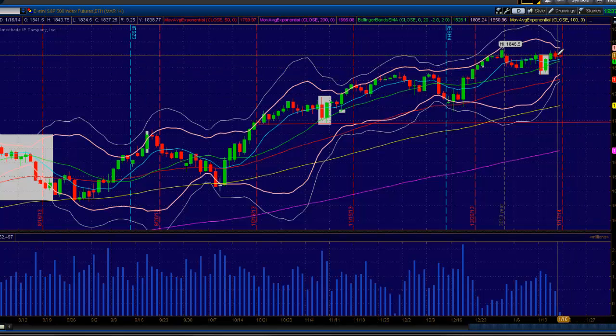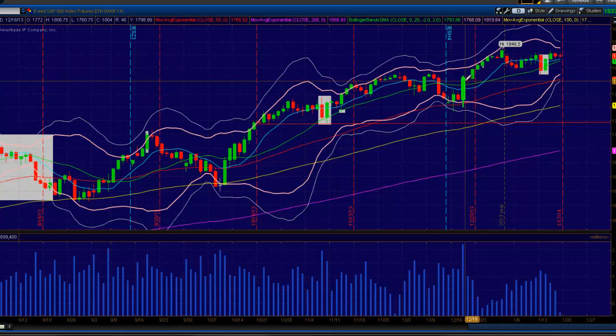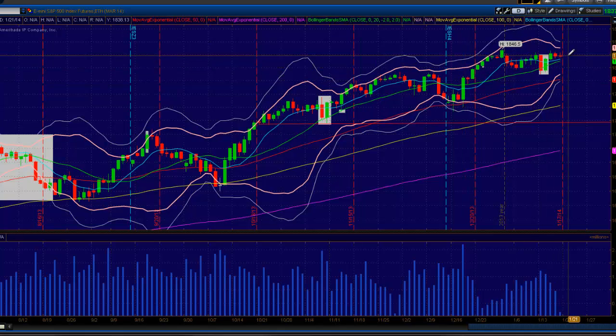22 of the last 25 trading days, the entire day has been above the middle band. Okay? It may break down, but your lean, at least position sizing, your position sizing should be larger on the long side than it is on the short side right now, because you're playing those percentages.